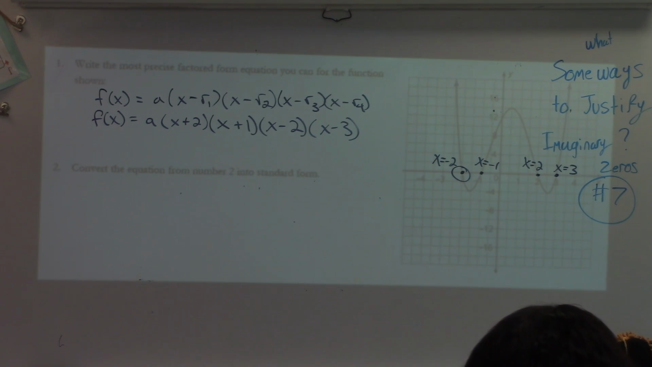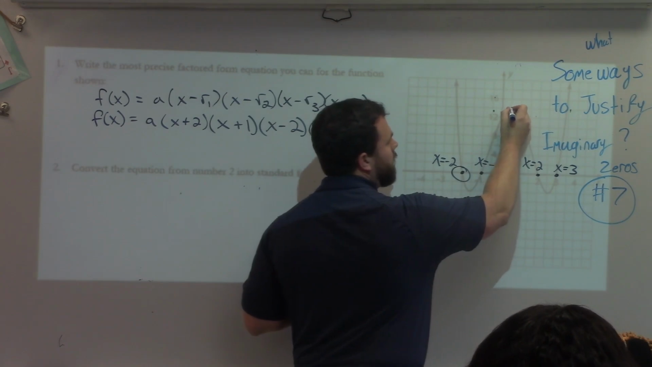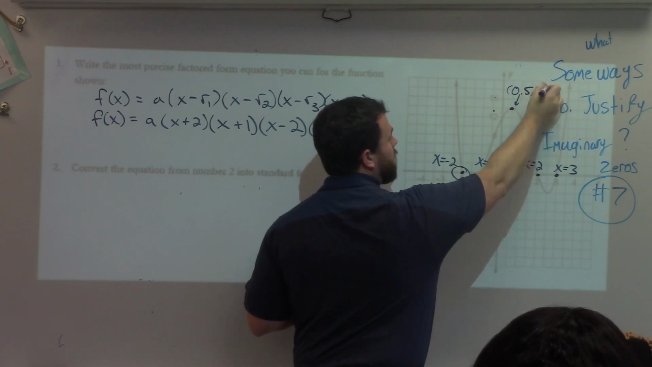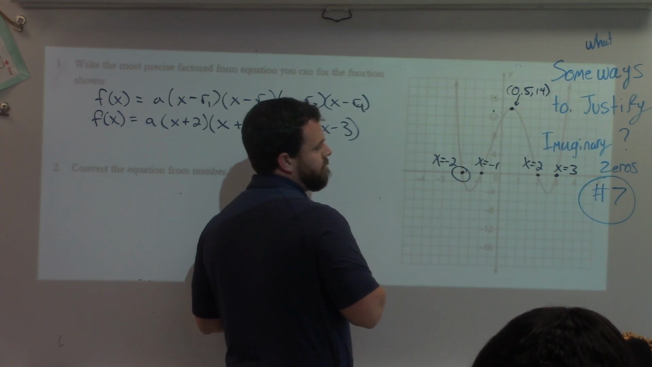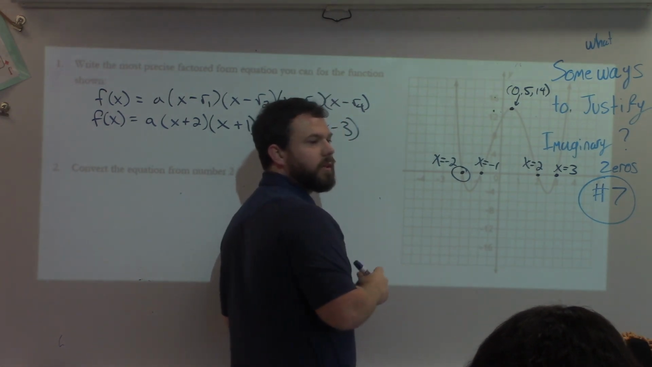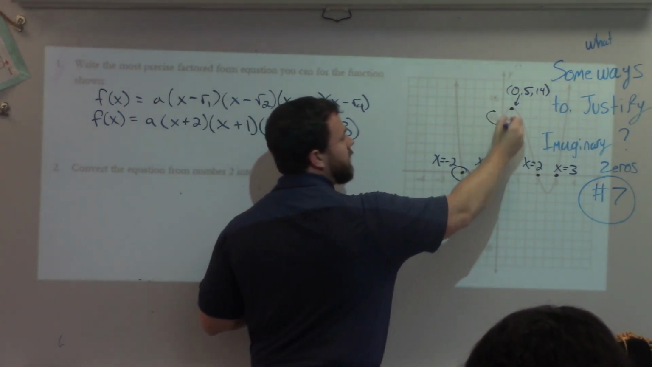Substitute. I think it was x for 0 or something. Well, and so really it could be any point that we can clearly identify. So for example, this point right here is 0.5, comma 14. I could substitute 0.5 in for what? For x, and 14 in for y, or f of x, right? So I could do that, but I will say the y-intercept is typically the easiest.